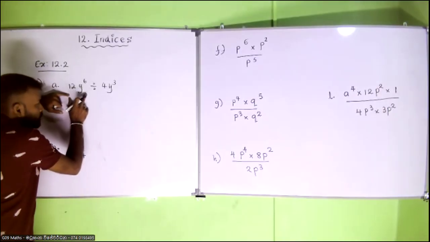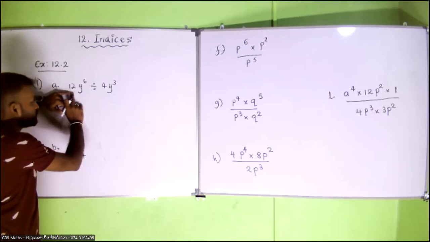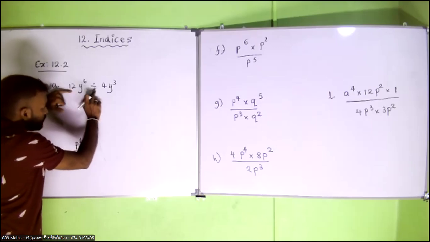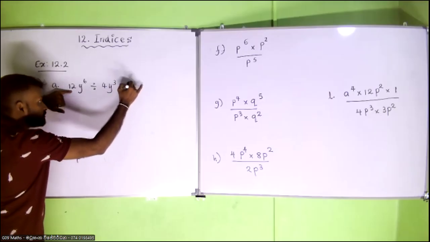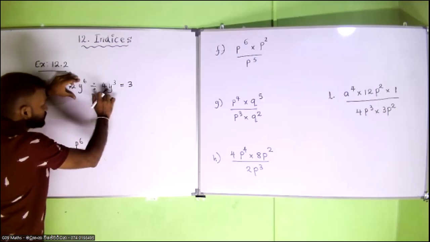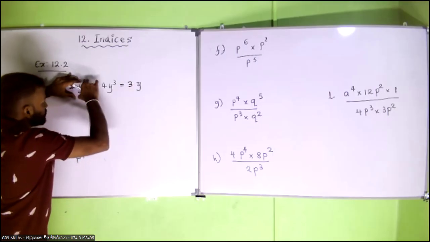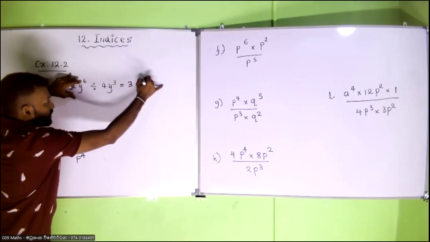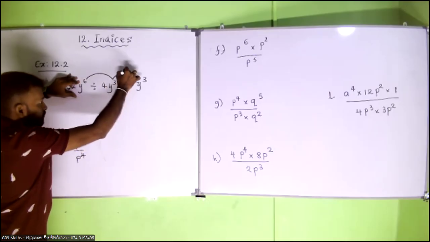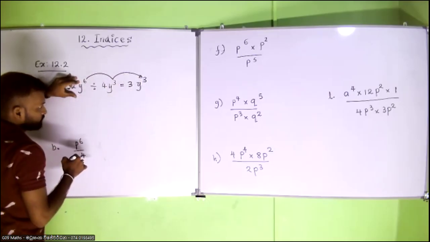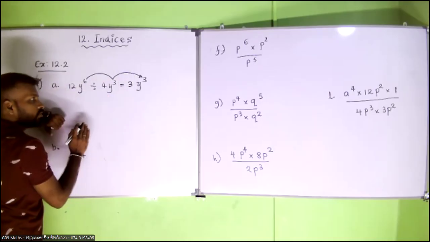So here you can use 2 ways. I will get the answer by using the 2 ways. 12 divided by 4, 3. Y to the power 6 divided by y to the power 3. The y base is the same, so 6 minus 3. Because you are dividing and the base is the same, you have to subtract these two.